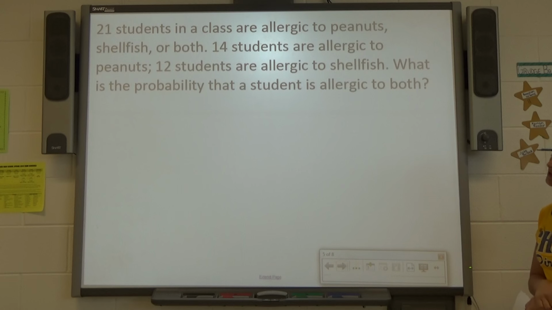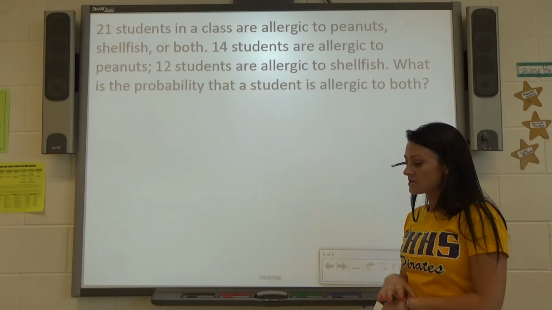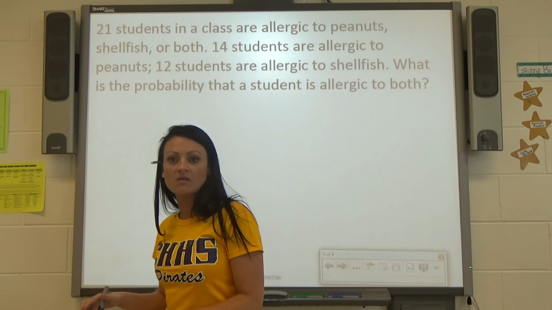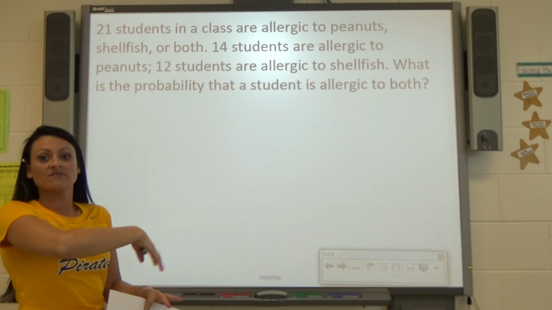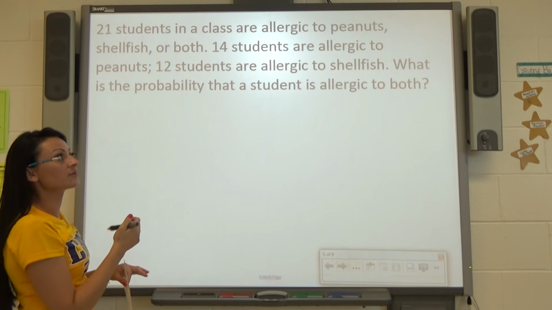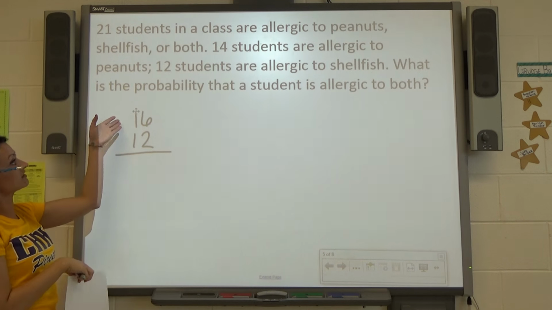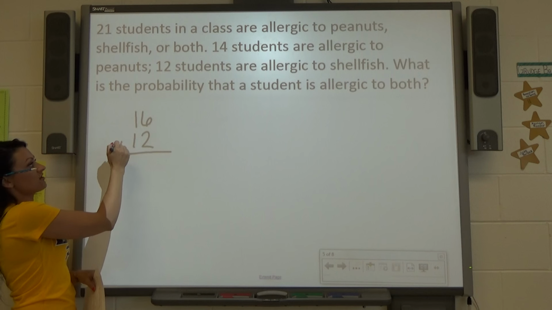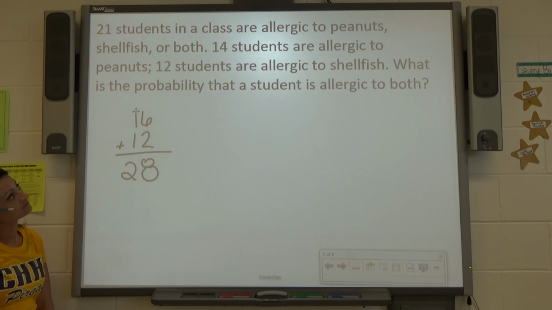The next one is dealing with allergies. Now because this problem, if you read through, it doesn't talk to us about anybody that is not allergic to anything. So I'm just going to double check really quick and make sure that I can get myself to those 21 students and that I don't have any left over that are not allergic to either one. So if I add up 14 and 12, so the 14 that are allergic to peanuts and the 12 that are allergic to shellfish, I've got a problem.